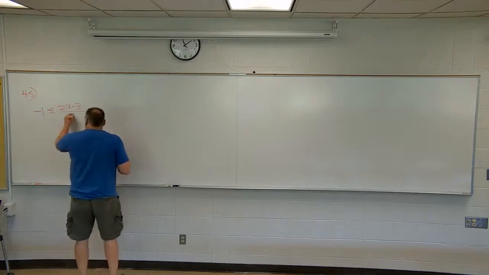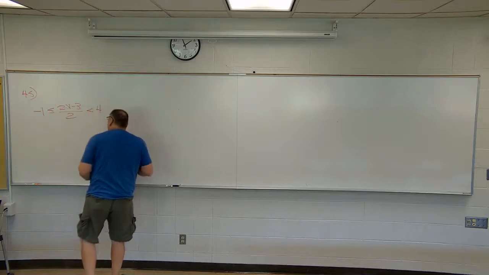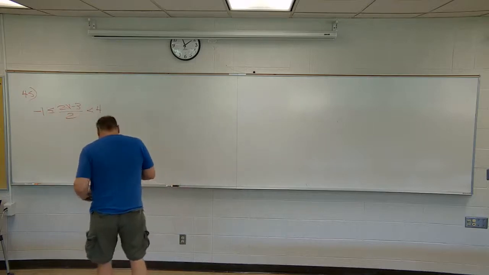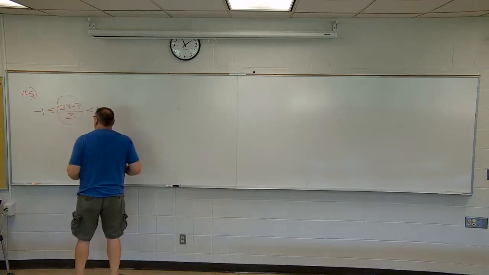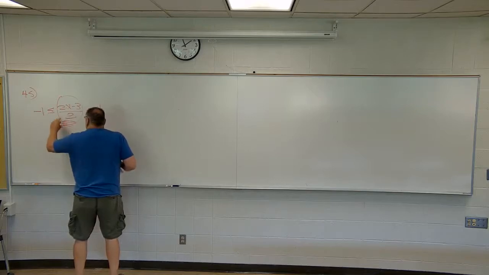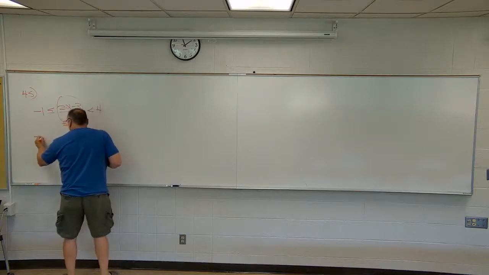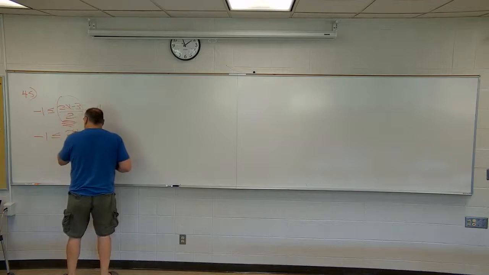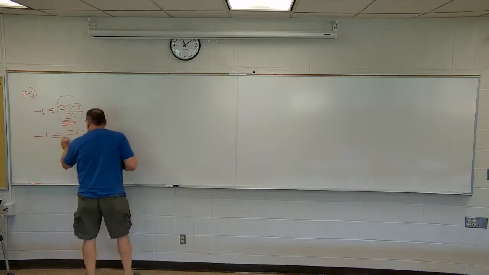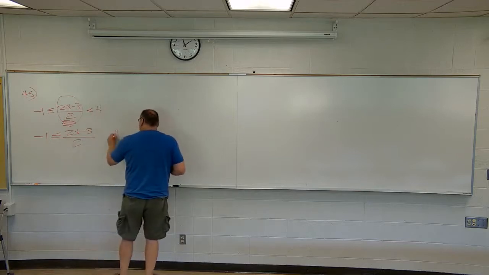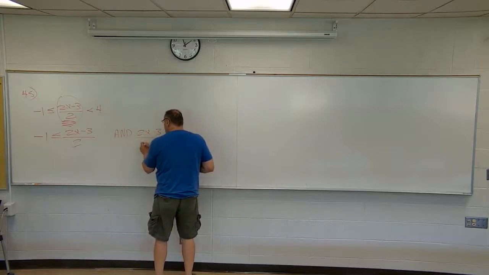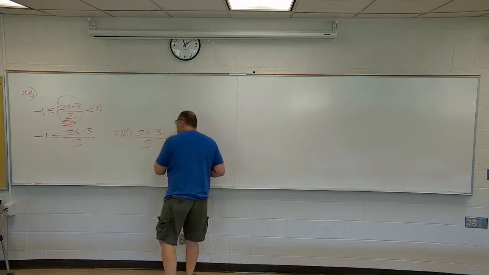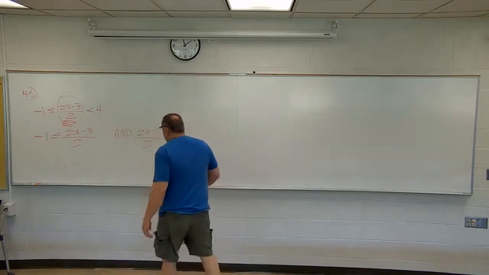(2x minus 3)/2 less than 4. What's going on here? Anytime they sandwich something in like this, it is an "and" statement. Anytime something like this is sandwiched between two values, it's an "and" statement. So what you're going to do is say -1 is less than or equal to (2x minus 3)/2, and (2x minus 3)/2 is less than 4.